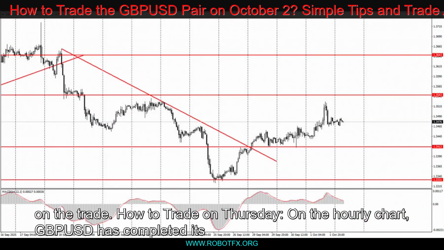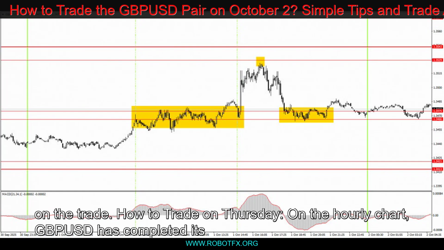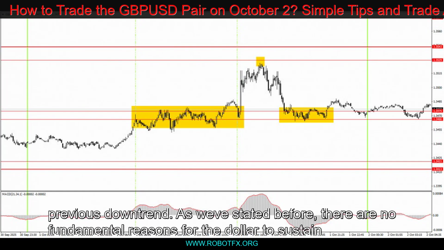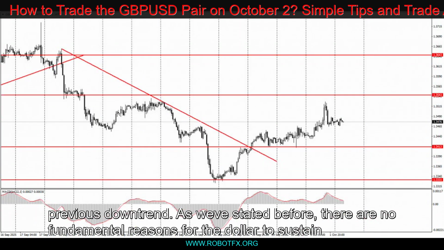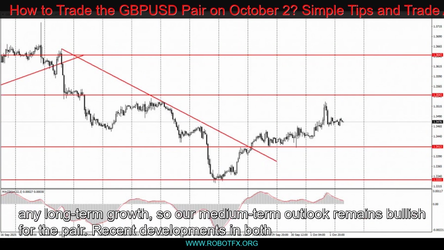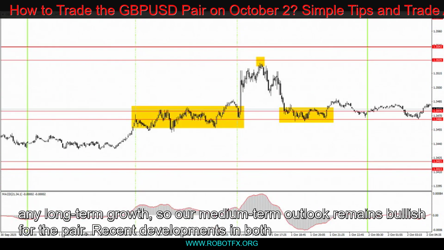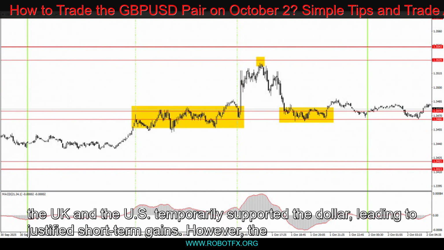As we've stated before, there are no fundamental reasons for the dollar to sustain any long-term growth, so our medium-term outlook remains bullish for the pair. Recent developments in both the UK and the US temporarily supported the dollar, leading to justified short-term gains. However, the overarching fundamental picture still works against the greenback, and the downtrend is over. On Thursday, GBPUSD may continue to rise.